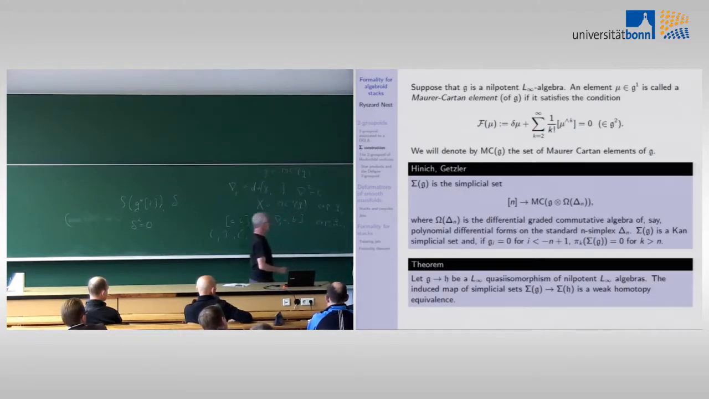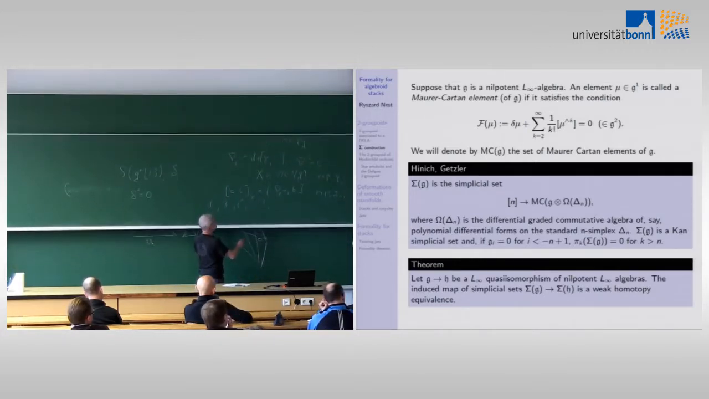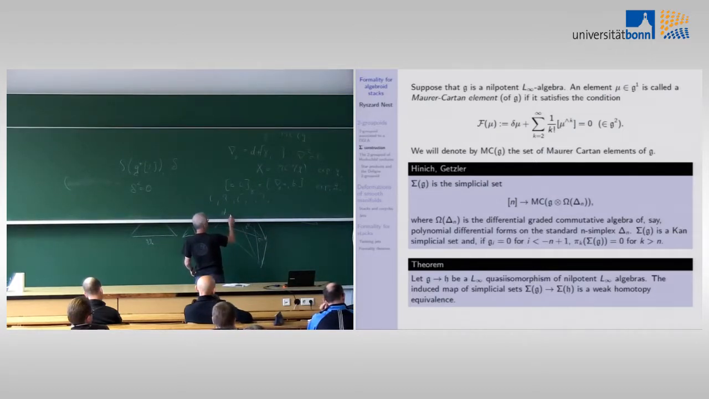Now, just like for DGLA, we could define Maurer-Cartan elements, you can do the same thing for L-infinity algebras. The only difference is that you don't just have a single bracket, but you have a bunch of brackets. So instead, the condition for a Maurer-Cartan element was d gamma plus 1/2 gamma gamma equals 0. That was this flatness condition. For an L-infinity algebra, it's not just a single bracket, but the sum of all brackets that show up in the structure.